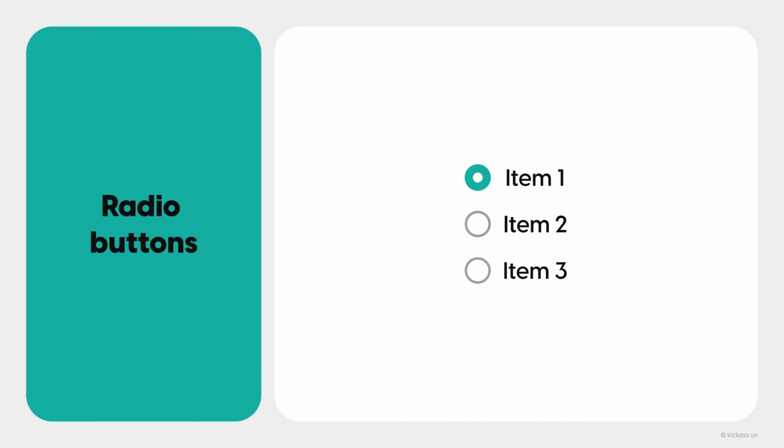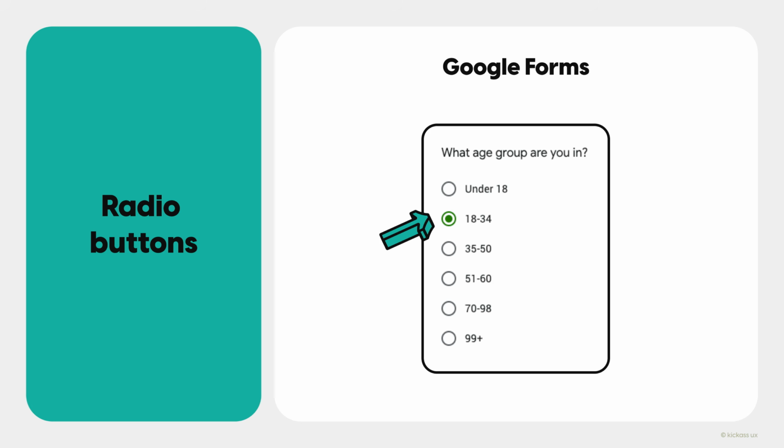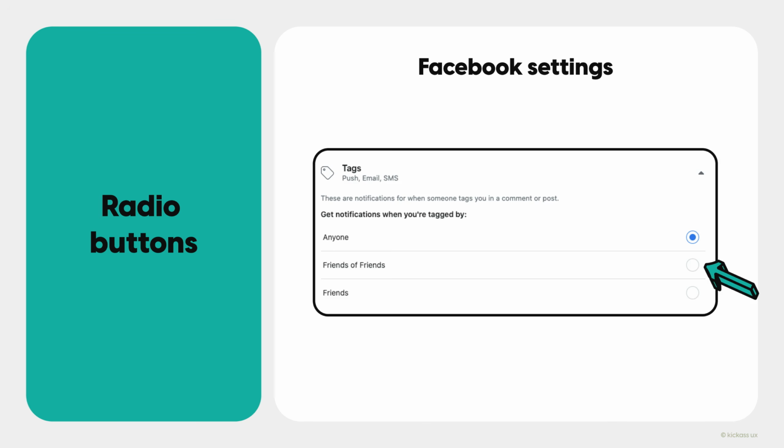Eighth, a radio button. Unlike checkboxes, which allow users to select one or more options in a list, radio buttons only allow a single selection from a list of options. For example, here is a Google form that asked what age group users are in. Radio buttons are used for this question because there can only be one answer. Another example is Facebook settings. Here, they use radio buttons to show that you can only make one choice for how you choose to receive notifications when tagged. Just like checkboxes, you can find radio buttons in almost every online product.